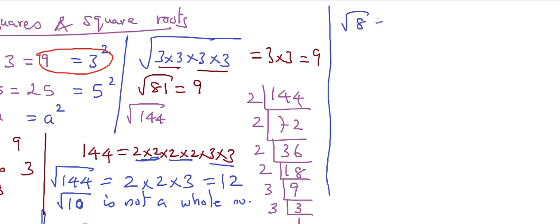Similarly, the square root of 8. If you prime factorize 8, you will get 2 into 2 into 2. For these two there is a pair, so 2 comes out. The other 2 is left alone, so you put it within the square root sign. So it becomes 2 root 2. So root 8 is 2 root 2.